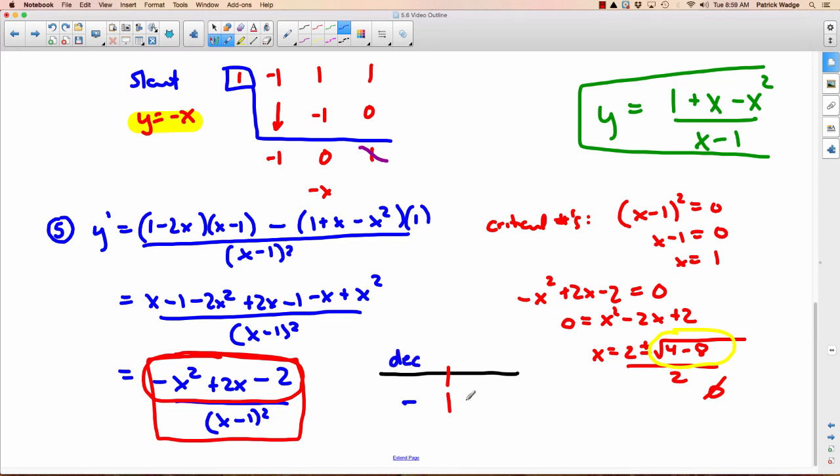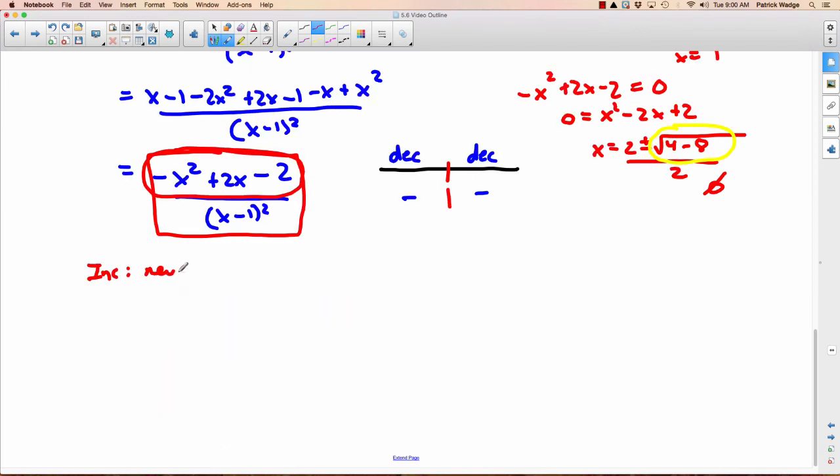Let's try, I don't know, 10. 10 squared is 100, but it's actually -100 when we put that on. -100 plus 20 is -80. Take away 2 is still negative. So this is decreasing as well. Areas of increase? Never. Areas of decrease? From -infinity to 1, and also from 1 to infinity.